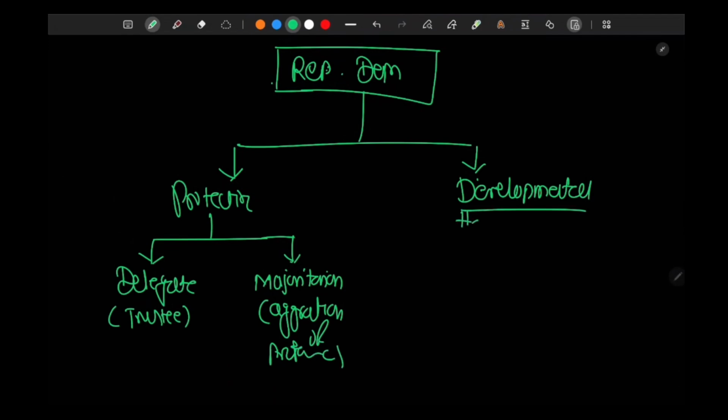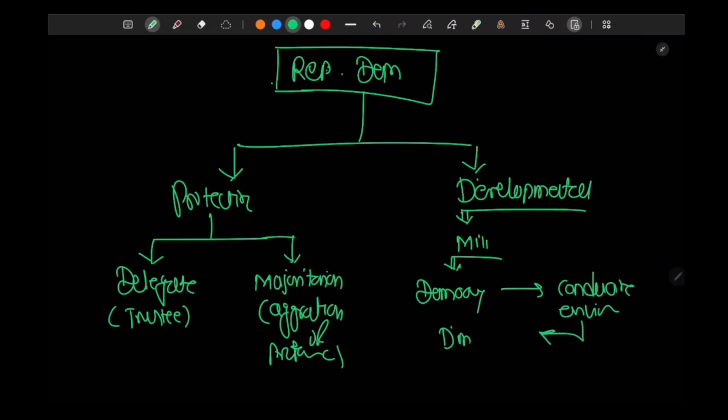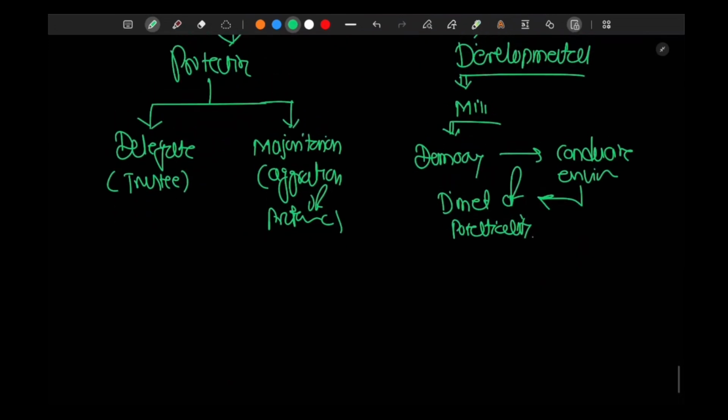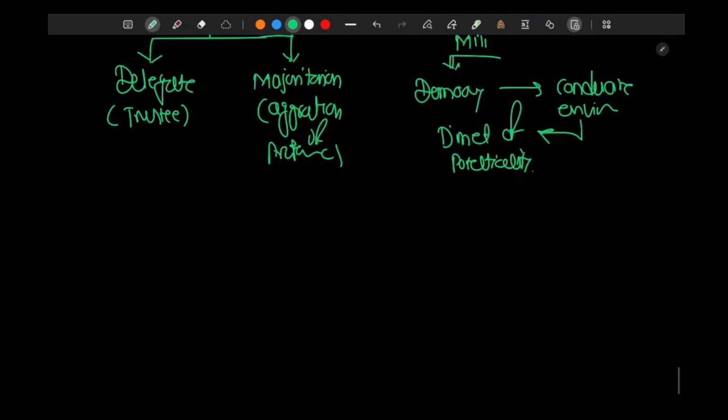Developmental model was given by Mill, and he suggests democracy is a conducive environment for development of potentialities. Right? Go back to Aristotle. Democracy will act as a conducive environment for actualization of potentialities. Then a separate tree diagram is there.